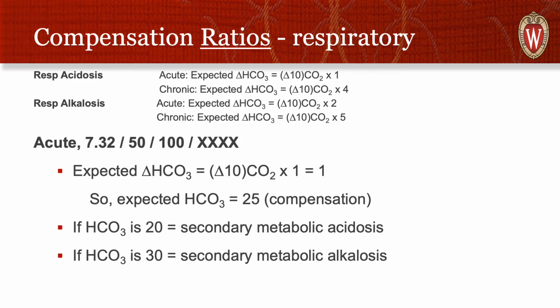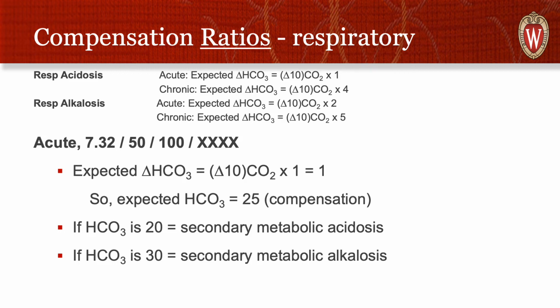Here's an example, an acute problem with a pH of 7.32 and a CO2 of 50. What we expect the bicarb to change is 1 times the change in CO2 for every 10. Here we have 10 up, so 1 times 1 equals 1, and the expected bicarb change is 25, or 1 up from a normal value of 24.